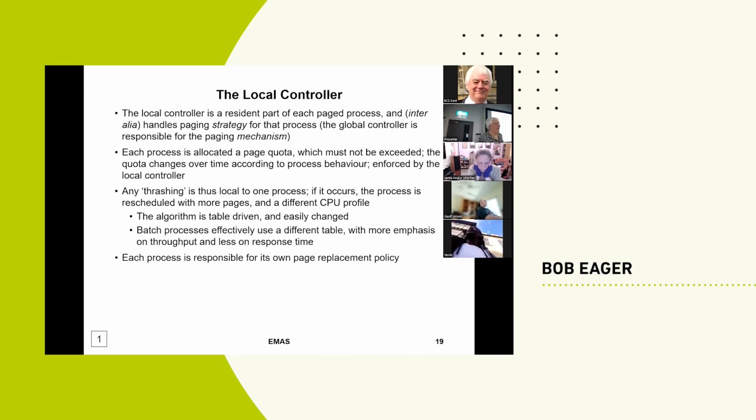Now, local control, this is a really interesting thing. This is what made EMAS quite efficient and also quite nice to use. It's part of each paged process, and it handles, among other things, the strategy for paging. The global controller is responsible for the paging mechanism. So the actual action of moving pages in and out of memory, because that's what happens, of course, all the time, the strategy, which page to move, is up to the local controller. The local controller is told, you have this many pages you're allowed to have in memory at once, and you can't exceed that. So it's the local controller that decides what's going to happen. And the local controller has to enforce that. Because it's a privileged piece of code, it can do that.